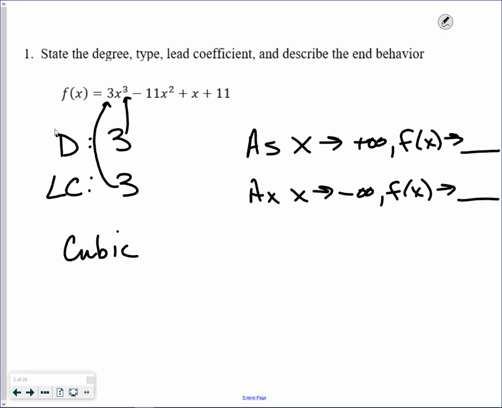So now it is a cubic with a lead coefficient that is positive, meaning the picture should look like this. Notice going to the left would be downward, going to the right would be upward. So the first answer, as x goes to positive infinity, f of x also goes to positive infinity. And as x goes to negative infinity, f of x goes to negative infinity. The reason for this is going to the left is going down, and going to the right it's going up. Do not put up or down. Put positive infinity and negative infinity.